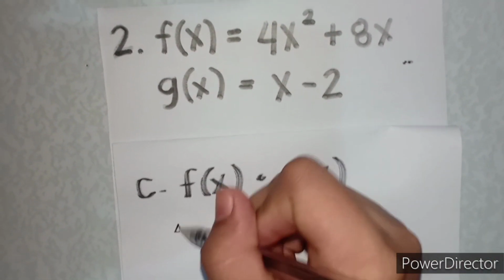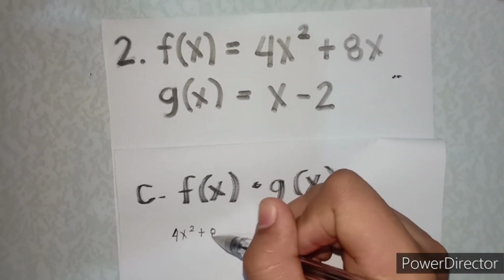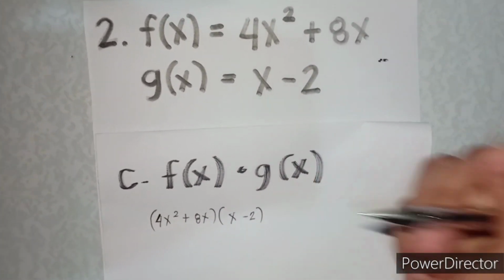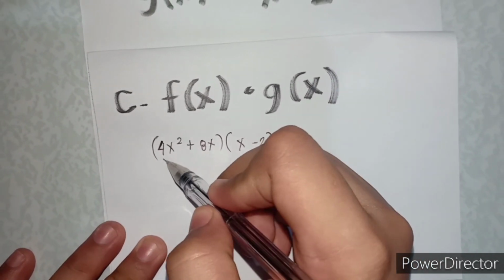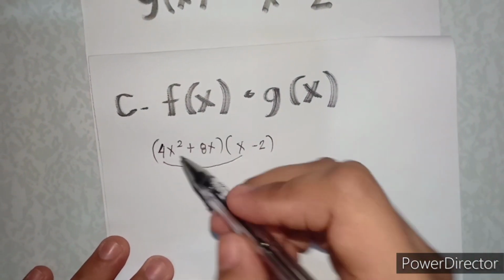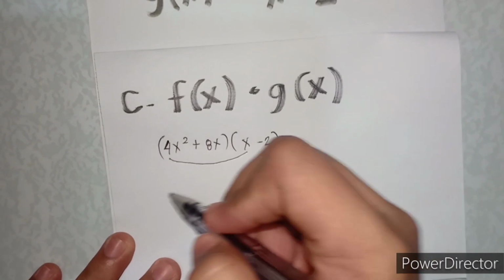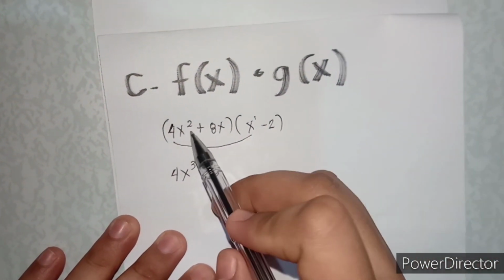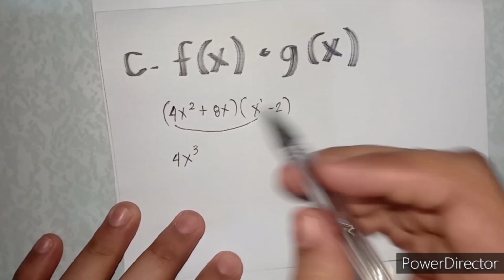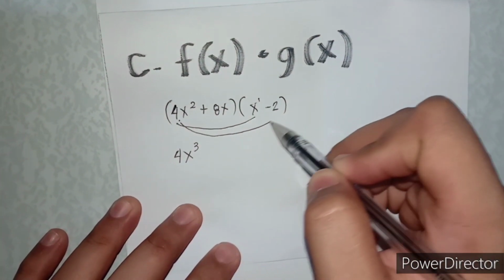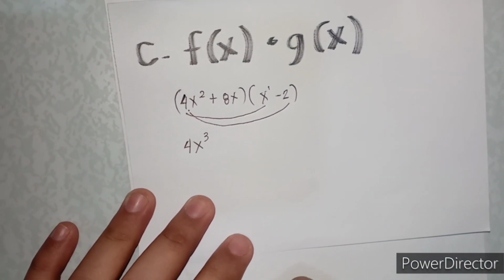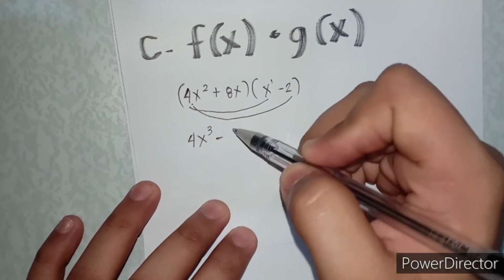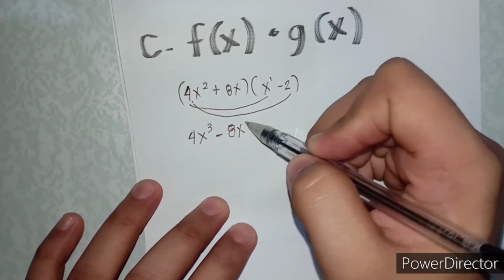Next, letter C, we have multiplication. So, we have 4x squared plus 8x multiplied by x minus 2. Foil method pa rin po tayo. First term. So, we have 4x squared times x is 4x cubed. 2 plus 1 is equal to 3. Kaya siya naging cube. Next, outside. 4x squared times negative 2. Positive times negative is negative. 2 times 4 is 8. And then, copy yung kanyang exponent.